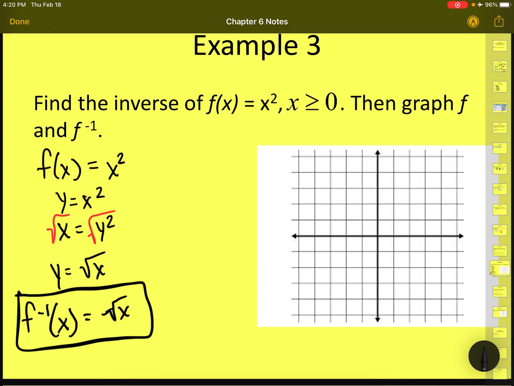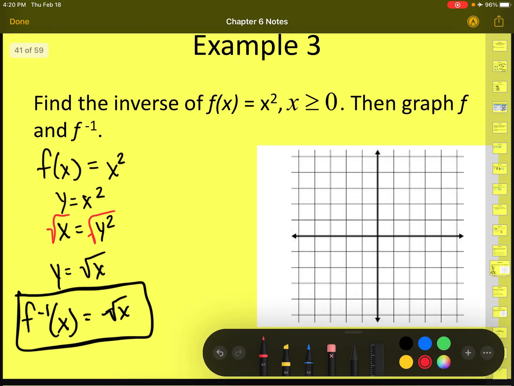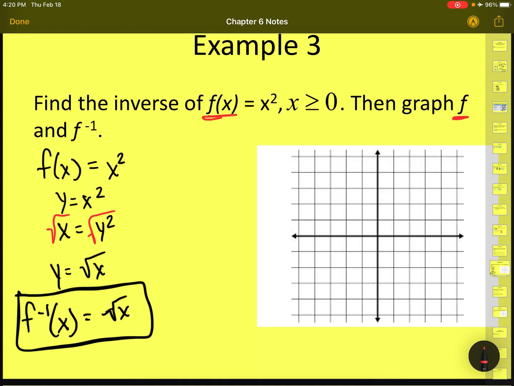So we're going to first graph function f, and I'll make this red. Function f is a parabola that you can sketch.